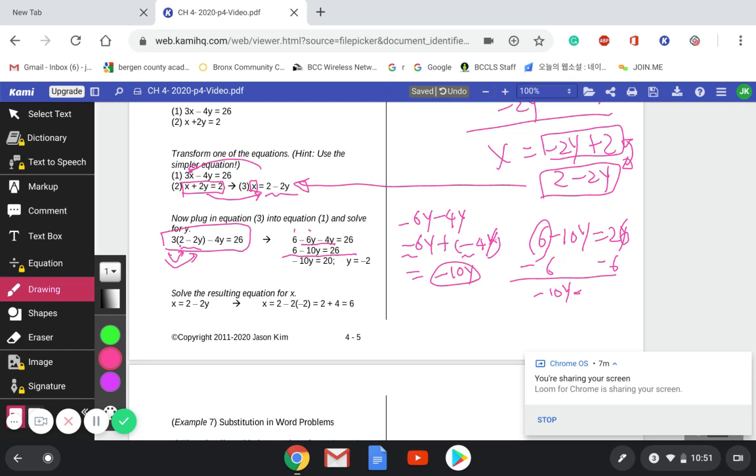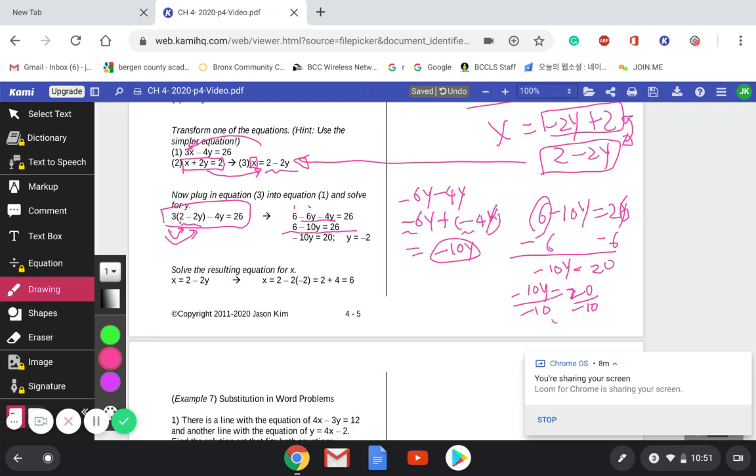Then you divide both sides by negative 10, and you end up with y equals negative 2. So you got y as negative 2.